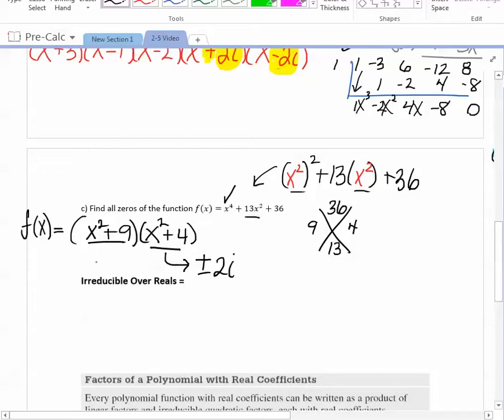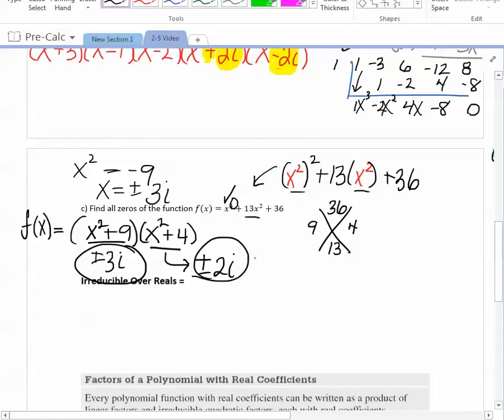X squared plus 9, you're going to subtract 9 from both sides, right? Set it equal to 0, subtract 9 from both sides. You get x squared equals negative 9, square root, square root. You're going to get a plus or minus 3i. So the degree is 4. All 4 of the zeros are imaginary, and they go in pairs. They have to go in pairs like that.